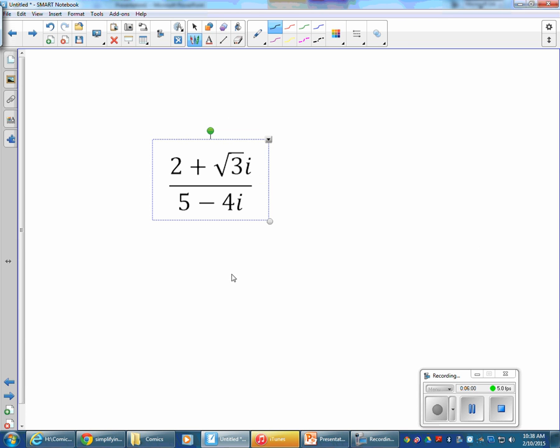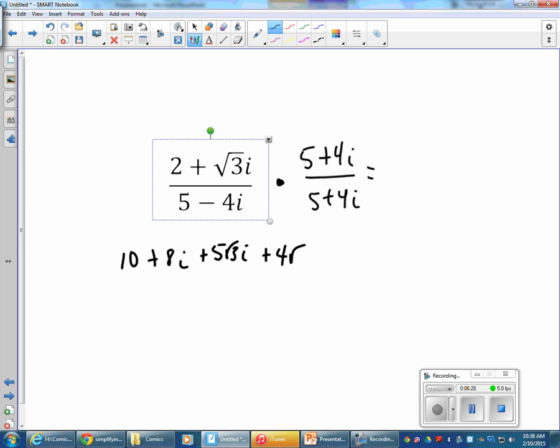Next is one that involves a radical. So I've got to multiply by the complex conjugate. I'm going to multiply by 5 plus 4i on the top and the bottom. And on the top, it's going to be FOIL again, or distributive property. 2 times 5 is 10 for my first. My outer would be plus 8i. My inner would be plus 5 square root of 3 i. And my last would be plus 4 square root of 3 i squared.